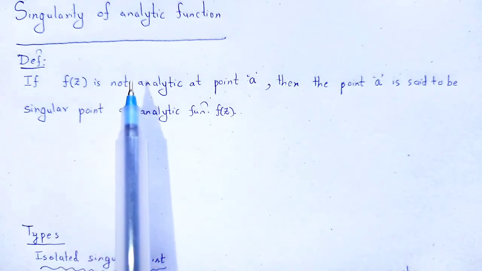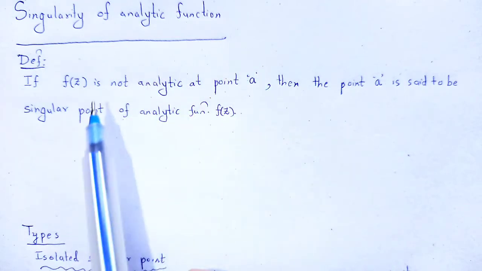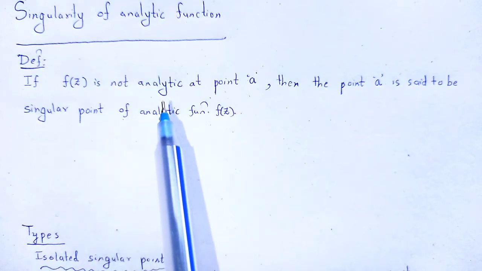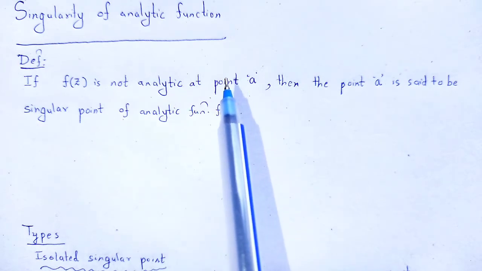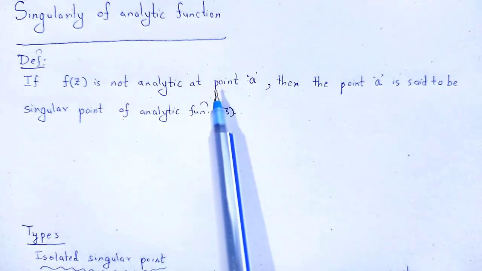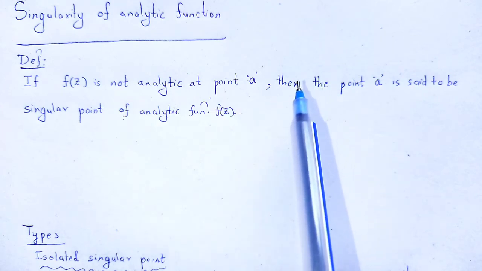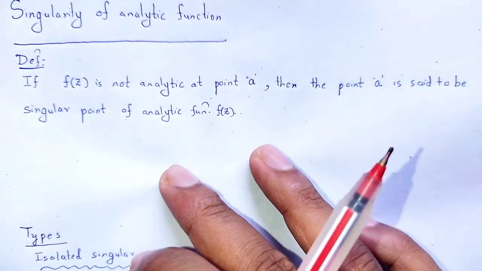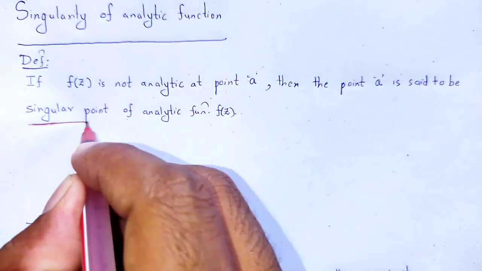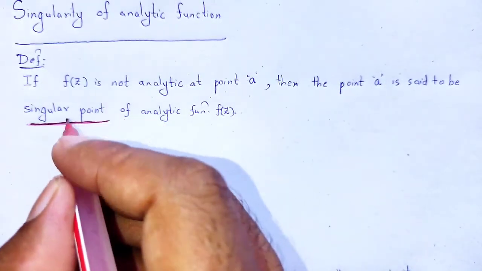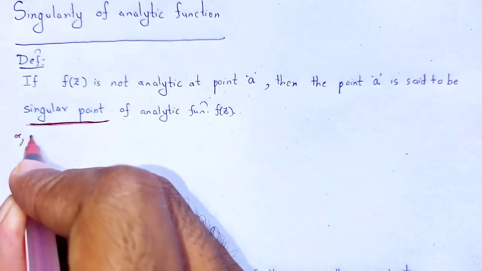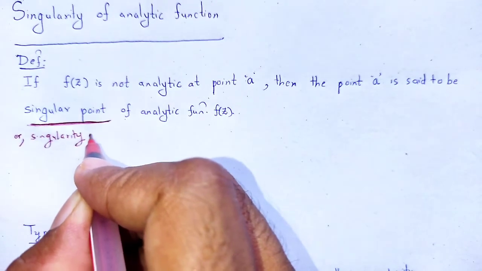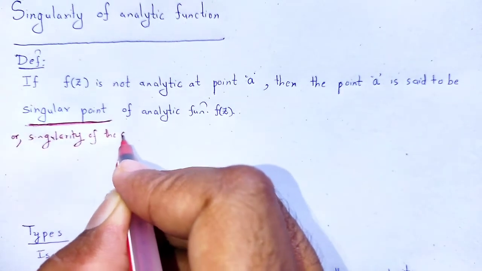Singularity of an analytic function. If a function f of z is not analytic at a point a within a given region, then the point a is said to be a singular point, or we can say a singularity, of the given function.